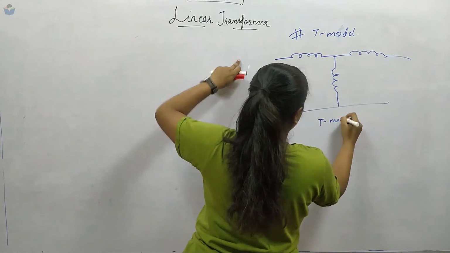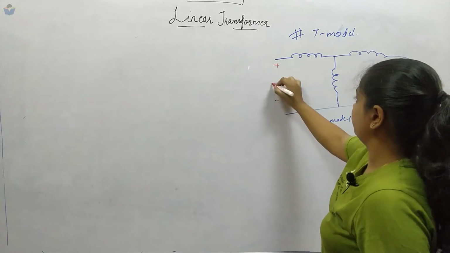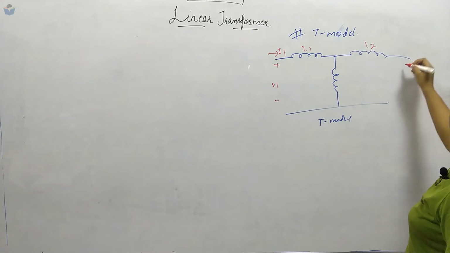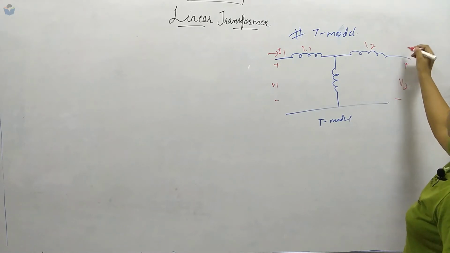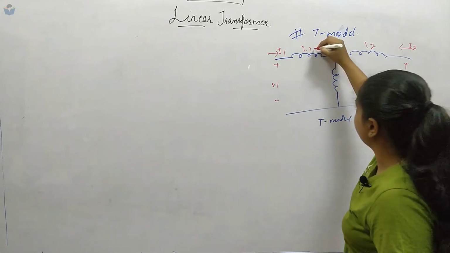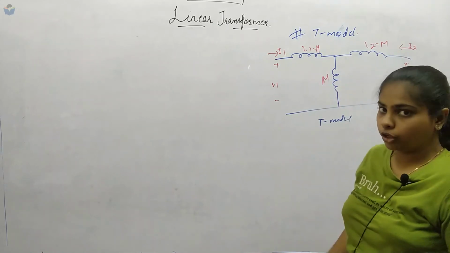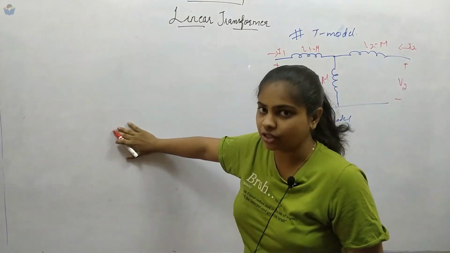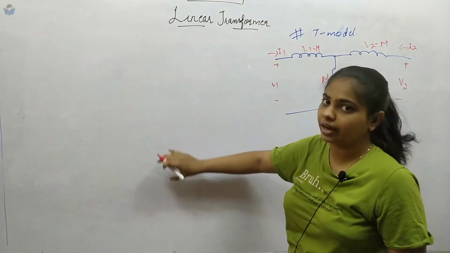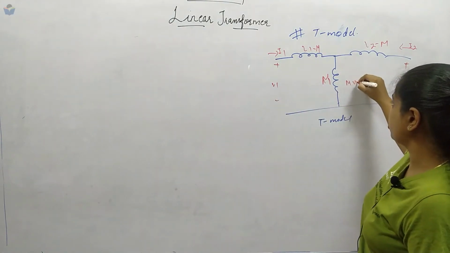T model. Now for this one we have V1 and the current is I1, this is L1, this is L2, plus minus V2 and this is current I2. When mutual inductance is involved, this will be L1 minus M, L2 minus M, and this is M. In the matrix form, whatever we had seen just now, when you take the KVL over here, we will get the same equations 3 and 4. This is when M is positive, right?